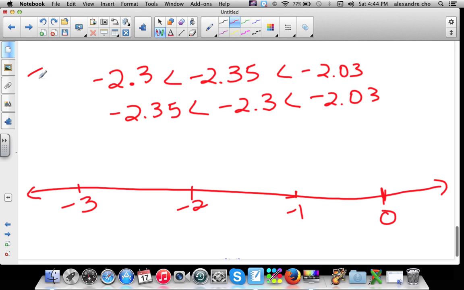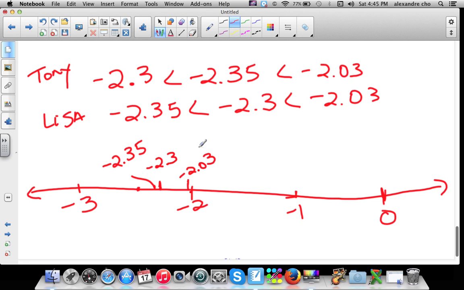So this is Tony, and this is Lisa. Alright, so our first number, negative 2.3. Here's negative 2. I know negative 2.5 is in the middle, so negative 2.3 is somewhere over here. This is negative 2.3. Okay. Negative 2.35, it's a little bit to the left. So let me just write that number over there. And then finally we have negative 2.03. Negative 2.03 is a little bit less than negative 2. And there, you have it on the number line.